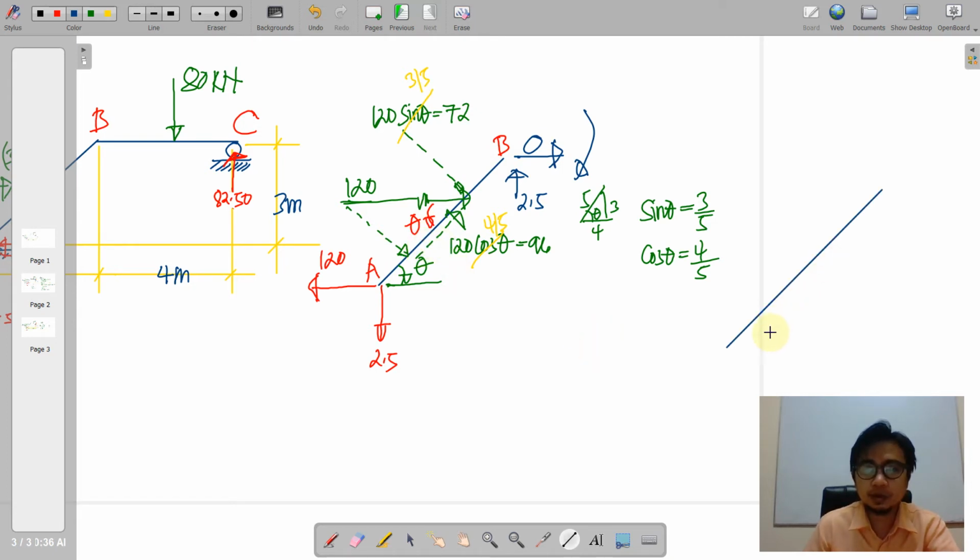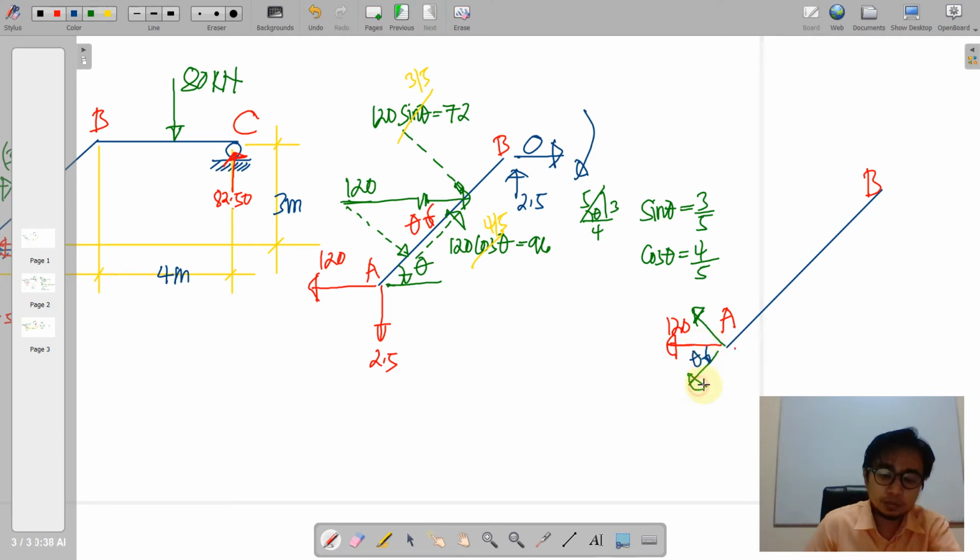So this is our member AB. This is 120. We get the component parallel and perpendicular to AB. Of course, we need to involve the angle here. And this is the angle theta here.